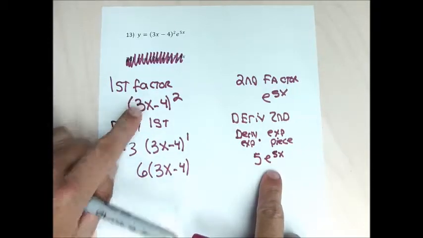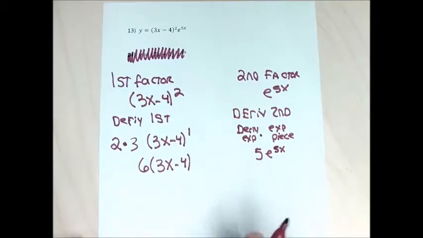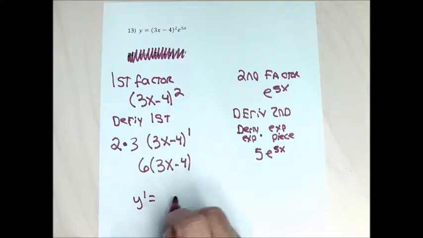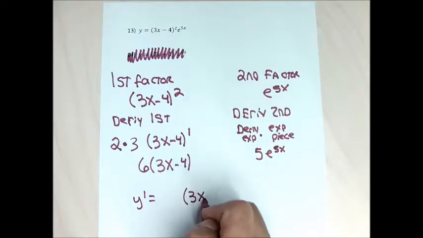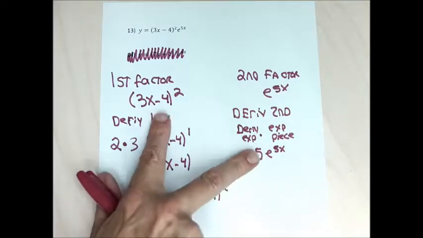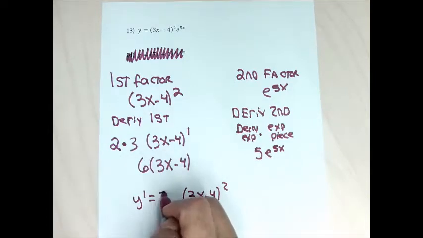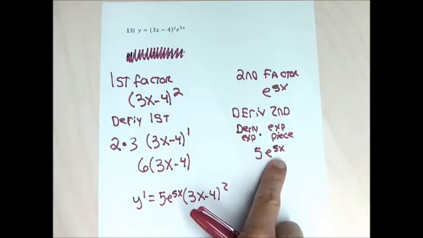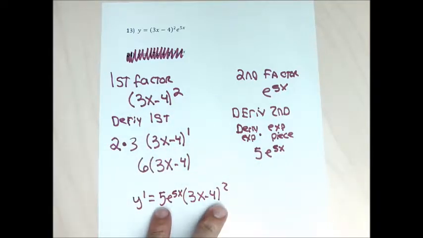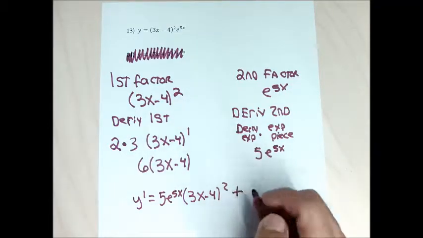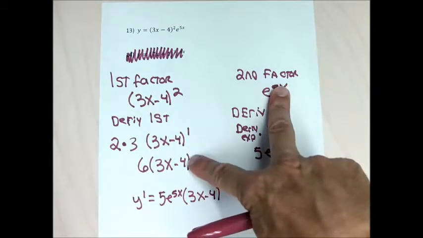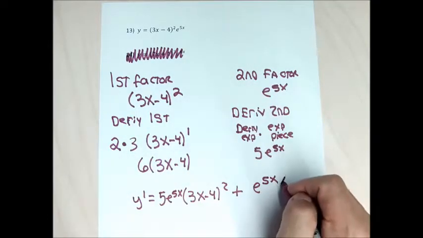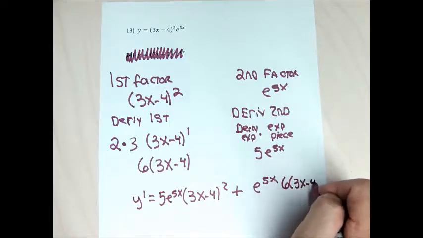I'm going to multiply these, and then pull out common factors. So now I'm going to write the derivative equals first factor, 3x minus 4 squared, times the derivative of the second, and I'm going to flip-flop the order. Sometimes it's just easier if I backwards the order. This is written in an order that I think is going to make it easier to factor. And then plus second factor e to the 5x times the derivative of the first, 6 times 3x minus 4.